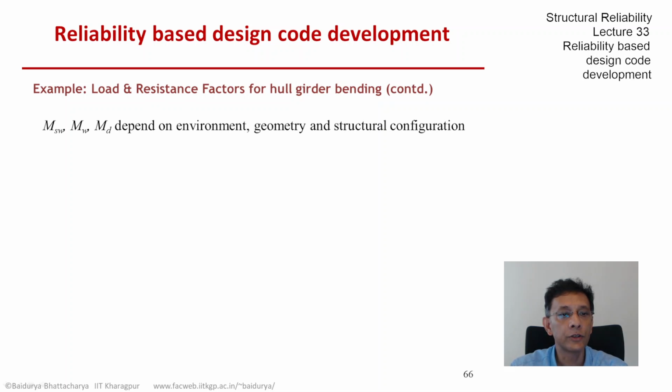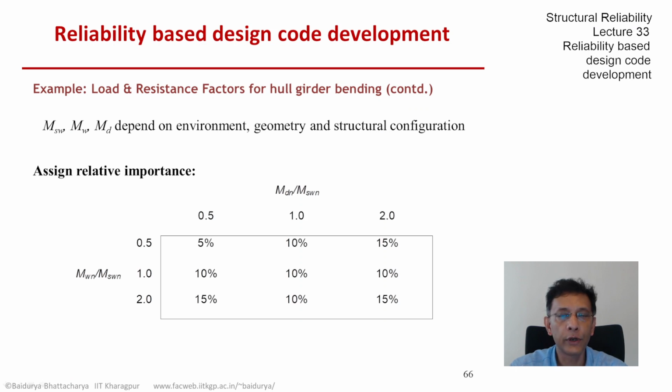So the still water, the wave induced, and the dynamic moments, these are all the applied loads, and they depend on the environment, the ship geometry, and the structural configuration. Just for illustrative purposes, let's say there are three possible values of the ratio dynamic over still water, and three possible values for the ratio of wave induced over still water, and we have this 3x3 table. If we add those 9 weights, we should get a value of 1, and that's what we see here.